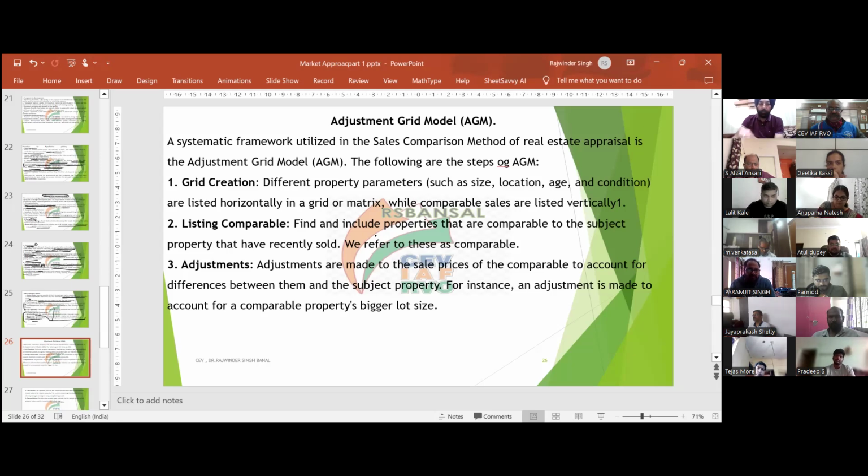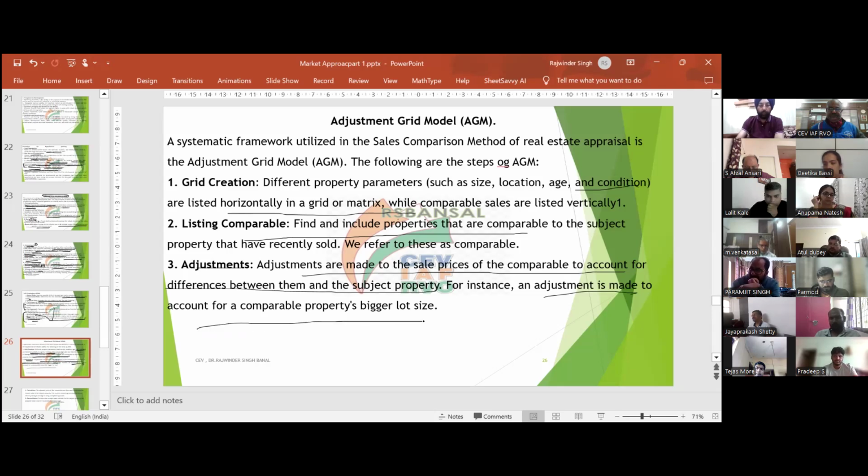So, grid creation: different property parameters such as size, location, age, and condition are listed horizontally in a grid or matrix. Then we will list comparable properties. Then adjustments are made to the sale prices of comparables to account for differences between them and the subject property. For instance, an adjustment is made to account for a comparable property's bigger lot size. We will do an example that will make things clear. This method is very important.